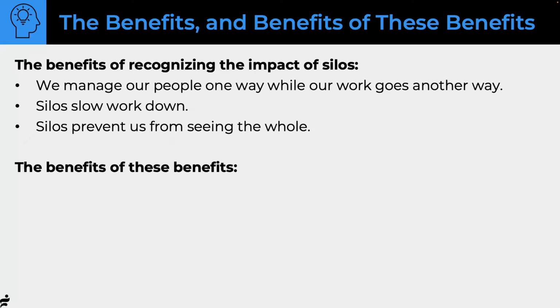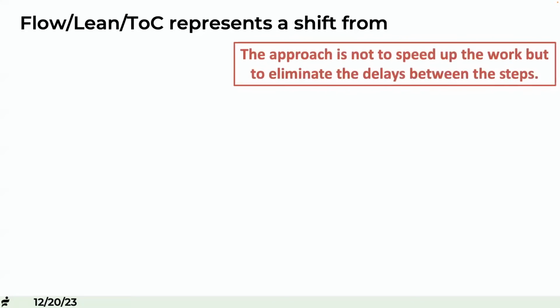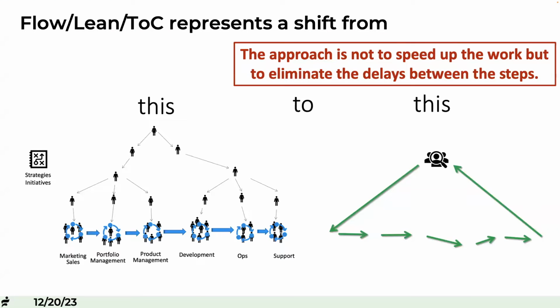Edgar Schein remarks that we don't think and talk about what we see; we think and talk about what we are able to think and talk about. Because systems thinking, because value stream management is not done much. It's not even mentioned in a lot of places. We don't see it, we don't do it, we don't fix it. So the benefit is we can stop inflicting all these delays. We can eliminate the frustration of silos not working together. Now, we want to make a shift basically from this to this, where we get feedback at every step of the way. That is our goal. That is what we're trying to do.